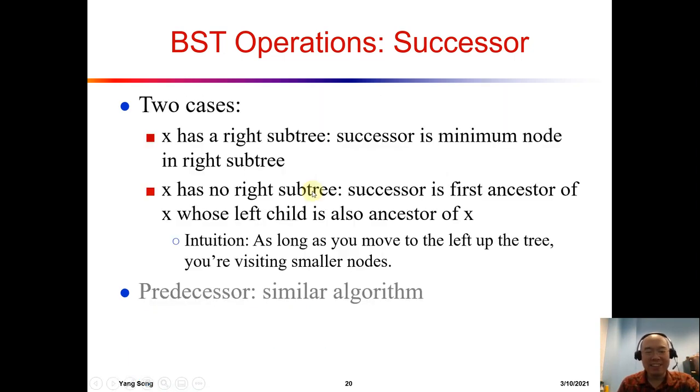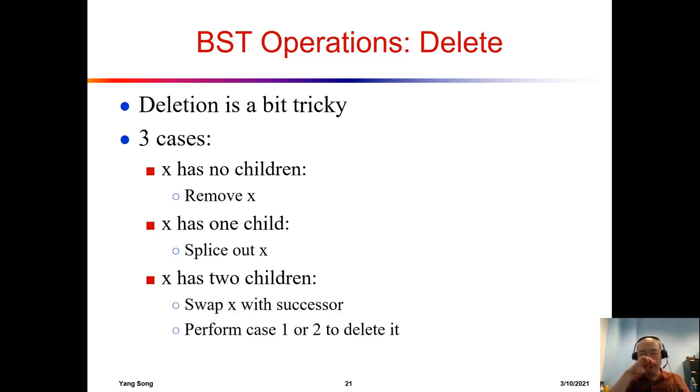Okay, so this is how we can find the successor. And if you want to find a predecessor, the definition of the predecessor is just the opposite. A predecessor of a node X is the node you visit before X using in-order tree walk. So it's just the opposite of the successor.